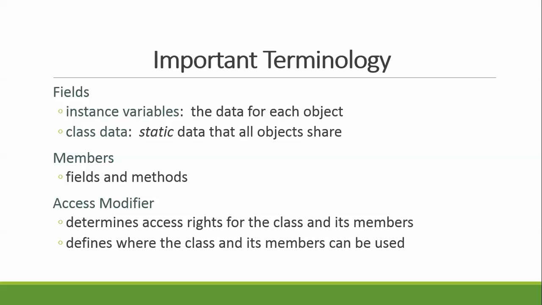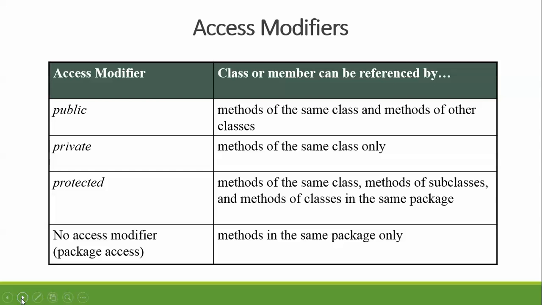Then you can have other data that you share. You can have variables that you share. You can have methods that you share. And what determines whether or not you can share something is the access modifier. It will determine the rights within the class and outside. And these are the access modifiers.